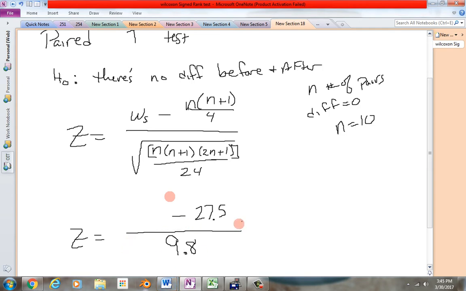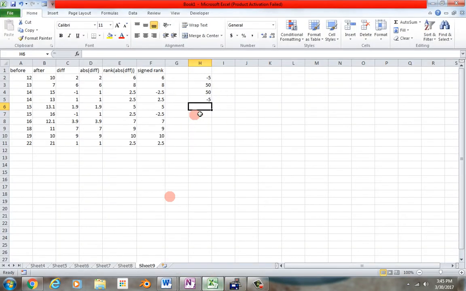There we go. Cool. Now, what is this W sub S business? W sub S is the smaller sum in the absolute value of the signed ranks. Okay, it's the smaller of the two sums. So, coming back over to here, we have 5 and 50, right? Those are our two sums. So we find the sum of the negatives and the sum of the positives, and we look at just the absolute values of those. So our WS is going to be 5 this time.